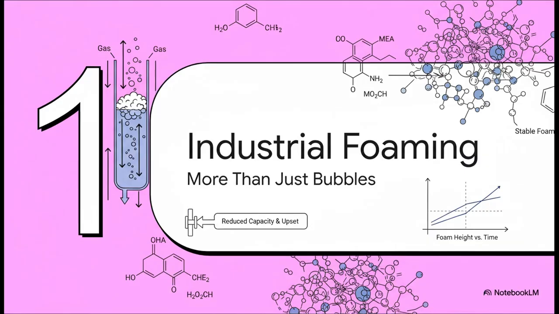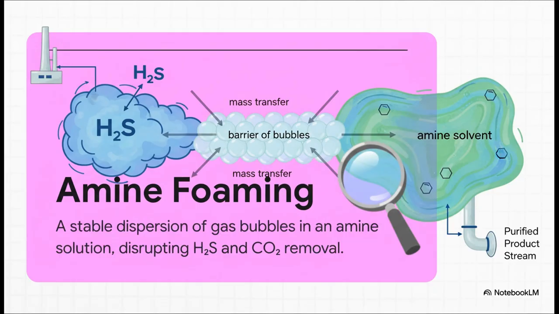So let's start here. What are we actually talking about when we say amine foaming? Because this is so much more than just a few bubbles on the surface. It's an issue that fundamentally undermines the entire gas sweetening process. At its most basic level, foaming is a mass transfer killer. You see, the whole point of an amine unit is to get intimate contact between the sour gas and the liquid amine. But when a stable foam develops, it creates this thick, bubbly barrier that physically blocks that contact.